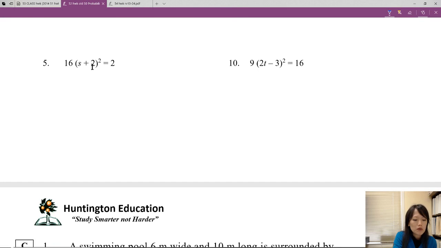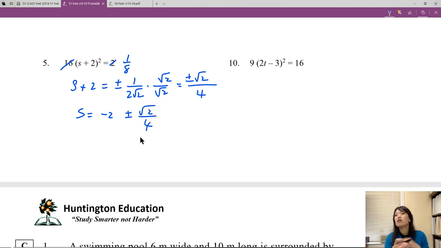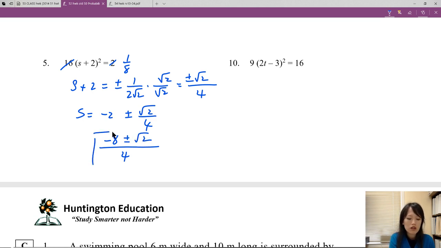Okay, so like this one would be, divide this over 1/8. Take the square root. S plus 2 is positive and negative. Square root of this, which is 1 over 2 root 2, times top and bottom by root 2. Simplify it. You'll get plus minus 4 here, root on the top. Cannot leave it with a negative 2 like this. So you need 4 on the denominator for everyone. You need to make the negative 2 into a negative 8. Times it by 4, right? Negative 8 over 4 is negative 2. Then plus minus root 2.